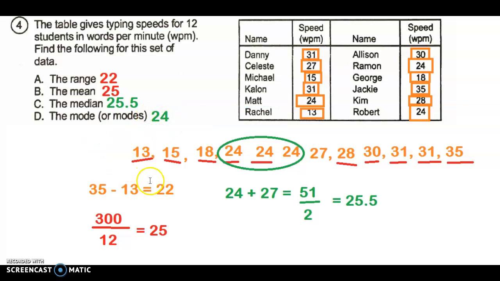So that is how we do this. There's our answers. Hopefully you guys got a taste of all 4 modes we're doing here. So range, mean, median, and mode.